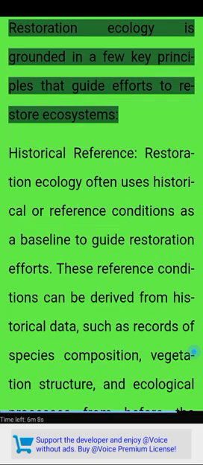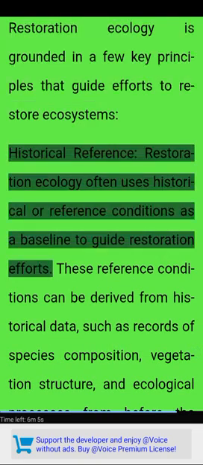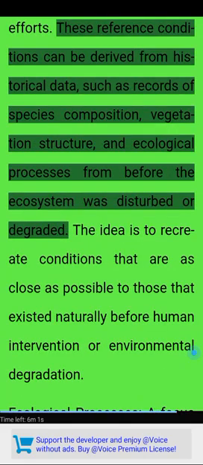Foundational principles of restoration ecology. Restoration ecology is grounded in a few key principles that guide efforts to restore ecosystems. Historical reference. Restoration ecology often uses historical or reference conditions as a baseline to guide restoration efforts. These reference conditions can be derived from historical data, such as records of species composition, vegetation structure, and ecological processes from before the ecosystem was disturbed or degraded.